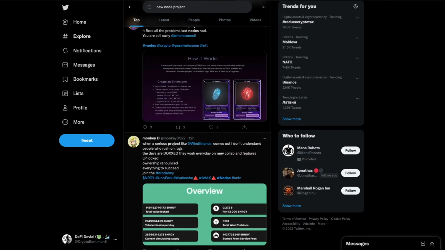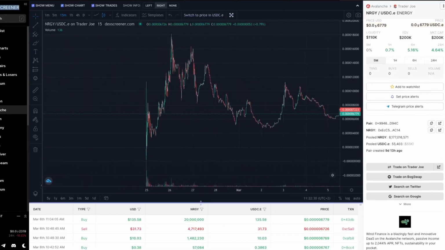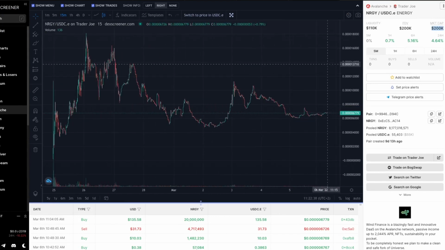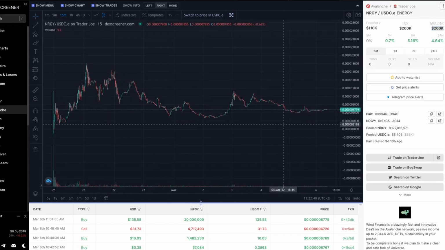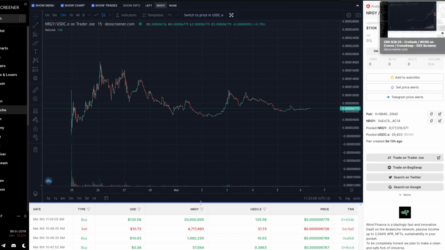So scrolling a little bit, I found this tweet talking about Wind Finance, and it caught my eye because this project was followed by a whole lot of people I follow, a huge green flag in my book. I'm not saying that I'm investing in this project, but this one does check all the boxes for what I'm looking for. If we look at the chart right here, it launched the 24th of February and is only sitting at $200,000 market cap, which is really small for an old project, right? And they still haven't had their huge explosion in price.